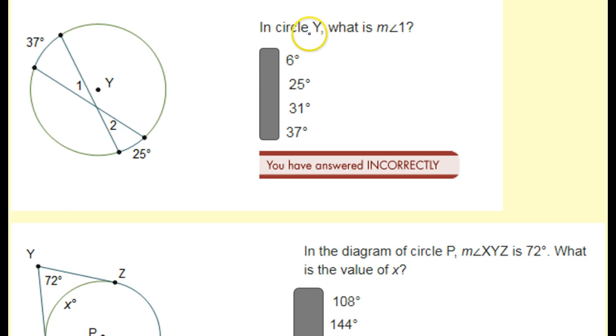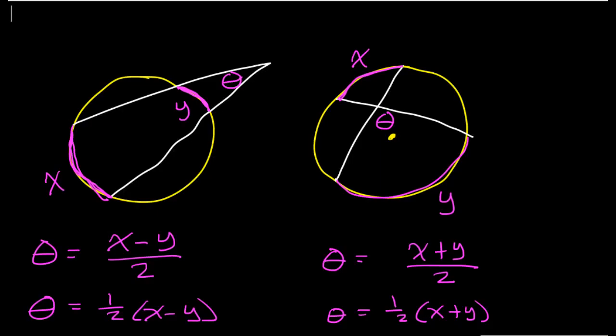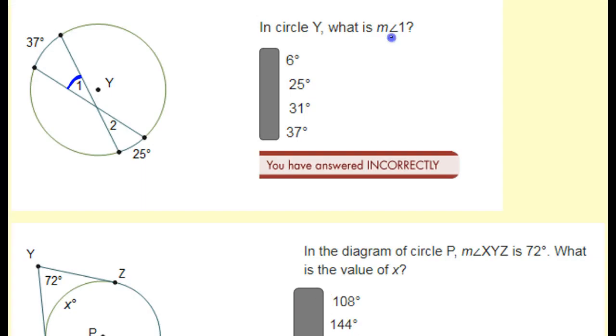Okay, next problem. What is the measure of angle 1? So we are being asked to find this angle right here. So this is this situation. So the angle should equal arc plus arc divided by 2. So the angle should equal the one arc plus the other arc divided by 2. So the angle is the measure of angle 1, which is what we're looking for.